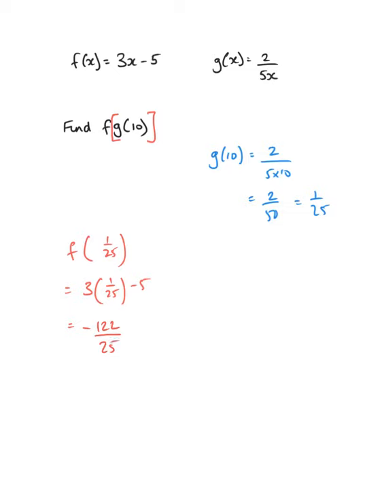Of course, you could work it all out algebraically and then just substitute in 10. This just makes it a little bit easier. So the key things to remember here is you work from right to left. And all we're doing is substituting in a function where we see x in the second function.